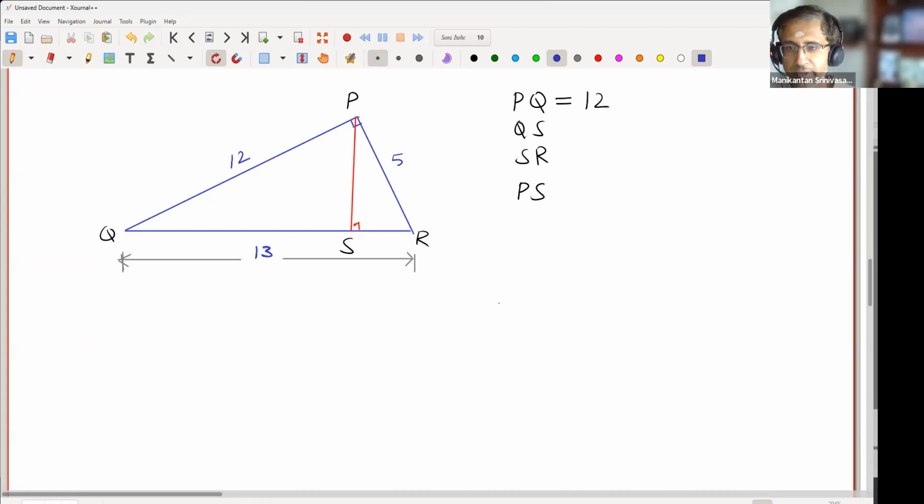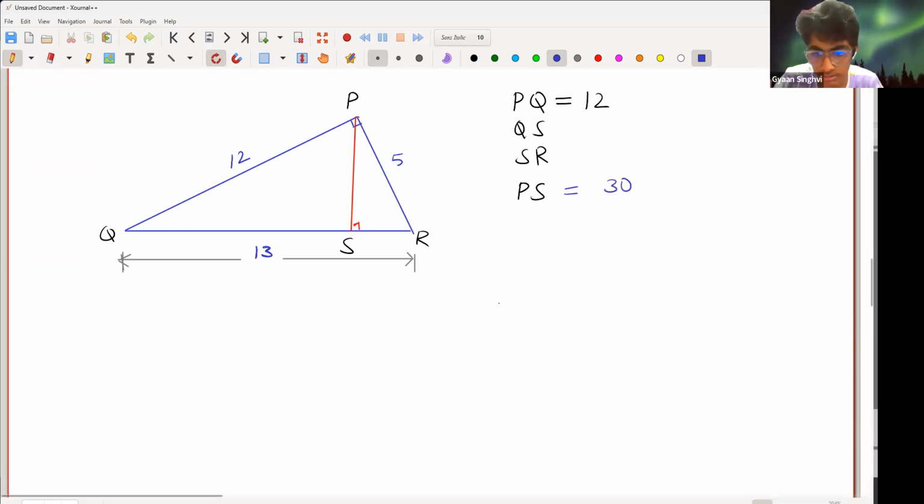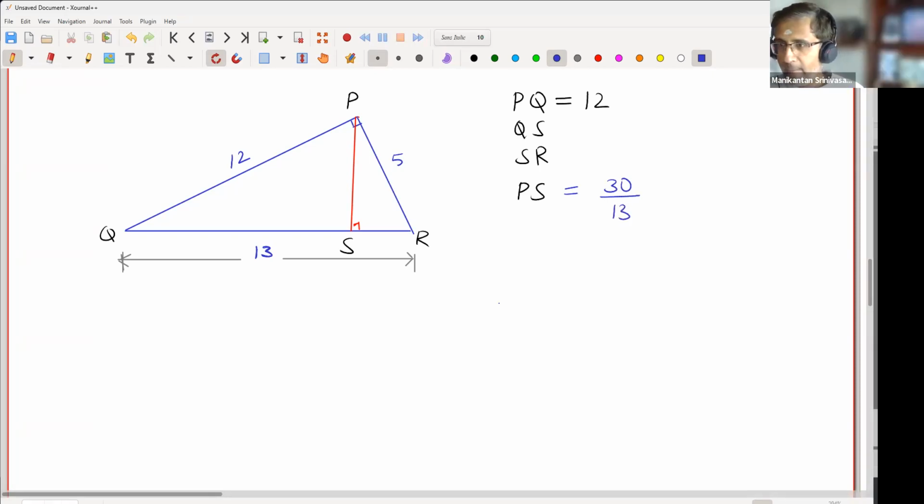I'll pass it on to someone else. Rachit, you're okay to take any one of the remaining 3? No, sir, I'm still solving for them. Okay, Arnav's hand is up. Akshar's hand is up. Okay, Gyan, which one do you want to take? So I got PS as 30 upon 13. PS is 30 upon 13. Okay.